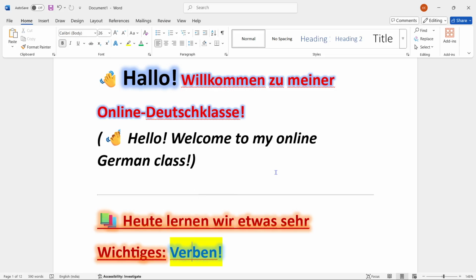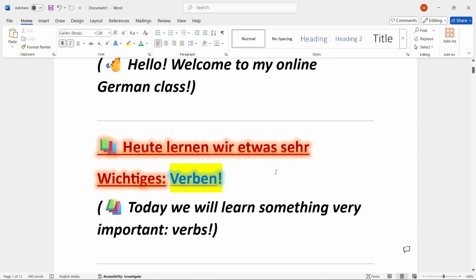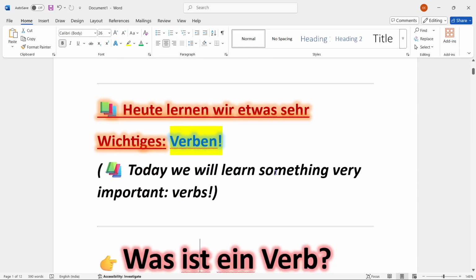Heute lernen wir etwas sehr Wichtiges: Verben. Today we will learn something very important: verbs. As we already know the conjugation of the verb, sometimes I told in the video that the verb position will be at the second position. We need to remind. So today we will learn more about this.